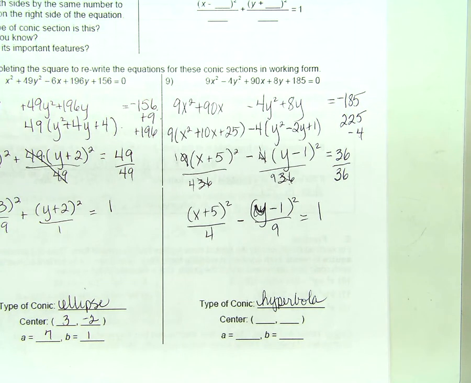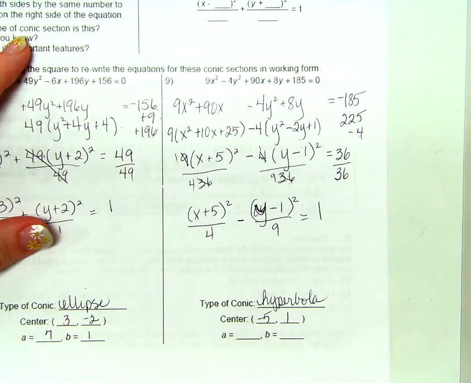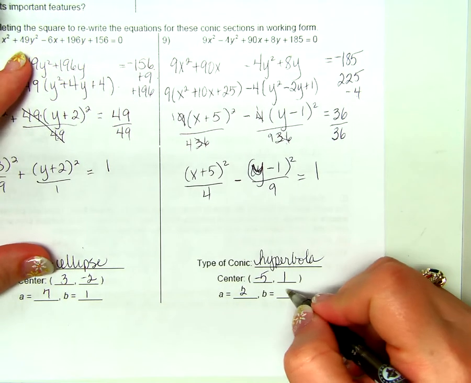Where is my center? Negative 5, 1. What is my a value? 2. And what is my b value? 3.